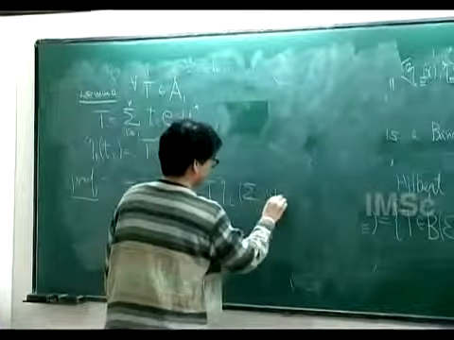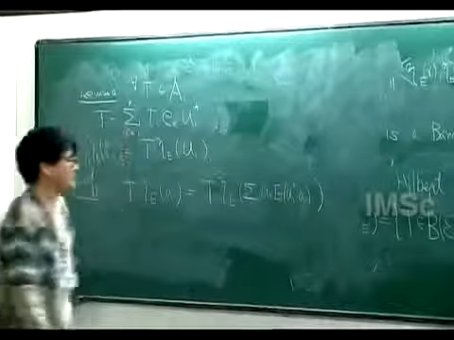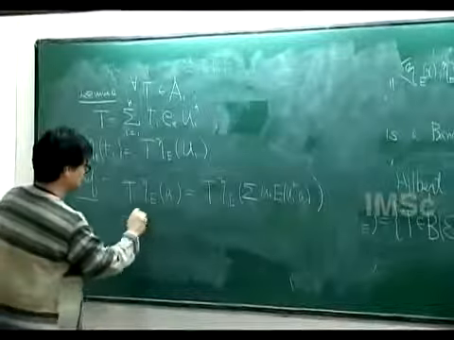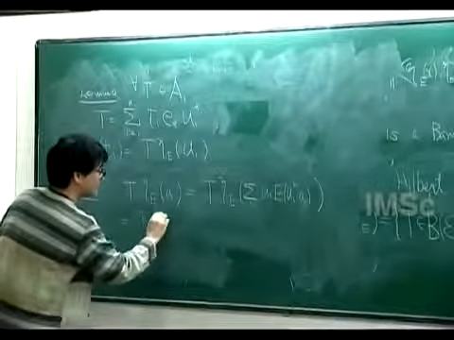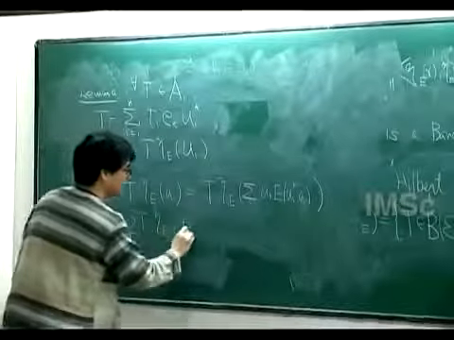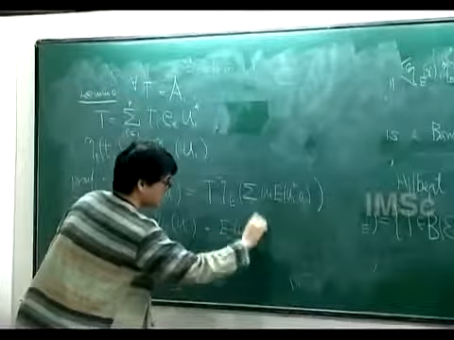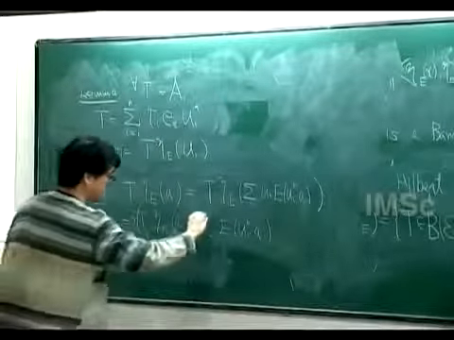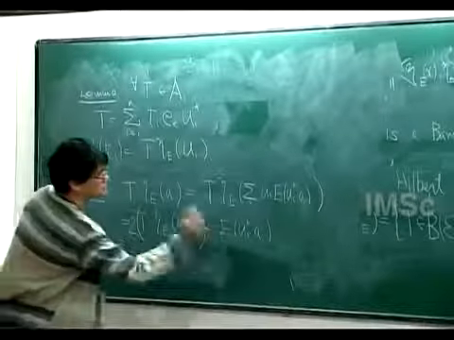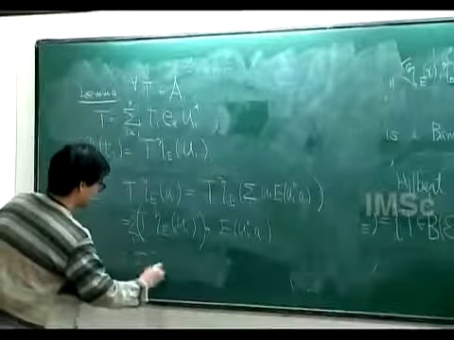And since this is a right B module, and T is a right B module map, so you have this. And yes, you can make this, right? Because T is a right module map, right B module map.